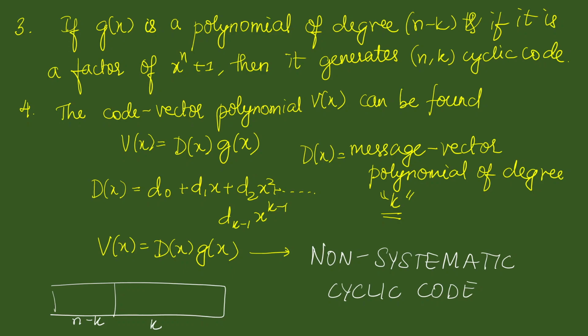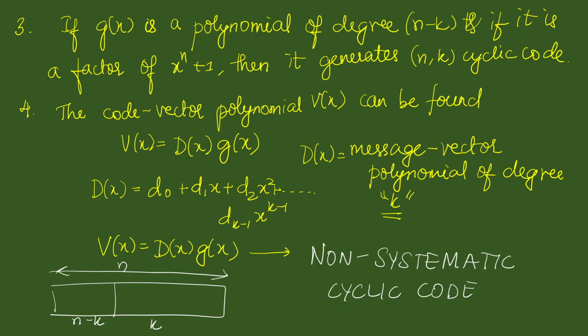But when we do it by this method, it will not put the code word vector in this format. Rather, it will be jumbled. The parity bits will be jumbled within, but it gives us an n bit code word. So it does not have a proper location for the parity bits to be placed. Therefore, it is called a non-systematic cyclic code.